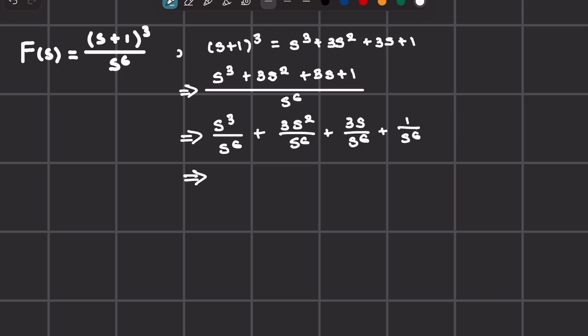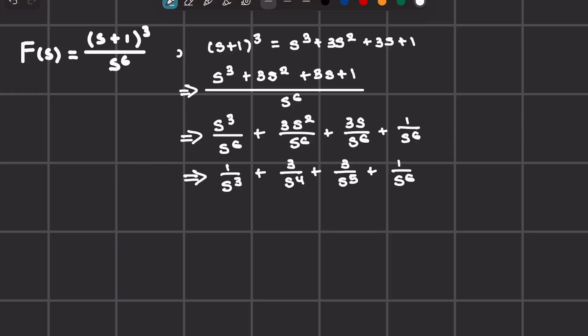Now we want to simplify each of these fractions to make our calculation easier. So we have 1 over s cubed plus 3 over s to the 4th plus 3 over s to the 5th, and then we have plus 1 over s to the 6th. Now, after breaking it down into its own fractions and simplifying each of the fractions, we have the simplified version, and we can just take the inverse Laplace transform for each of these fractions here.